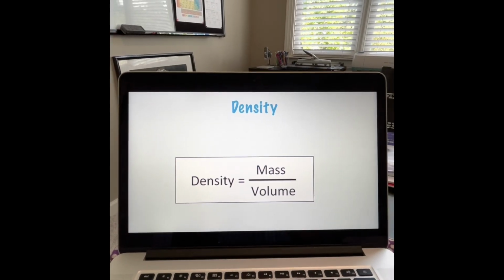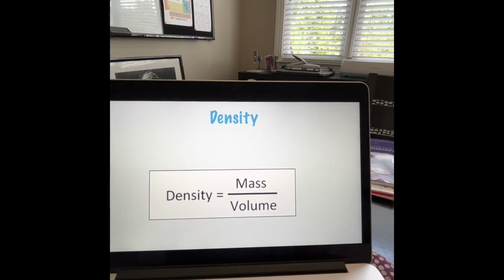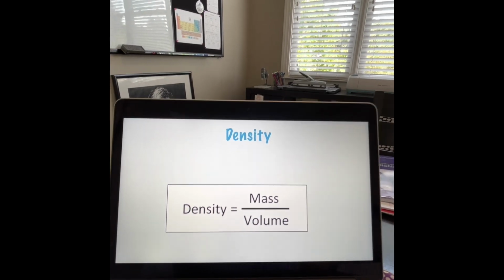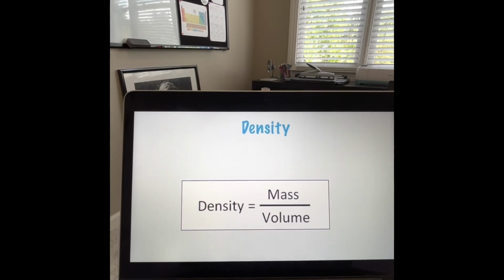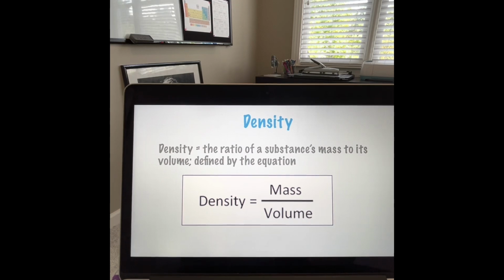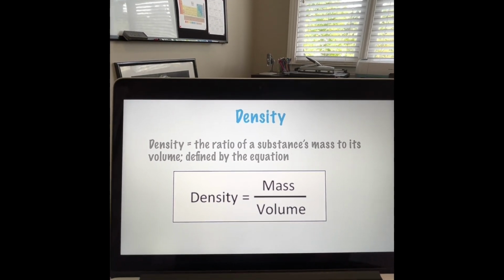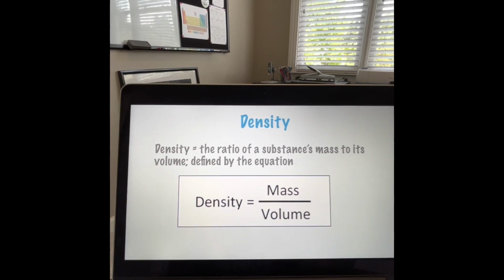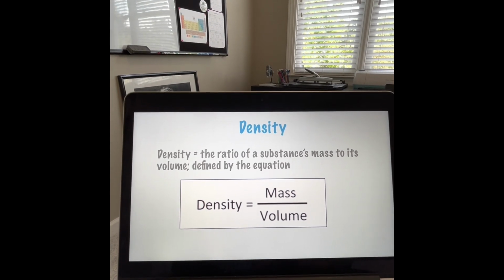Maybe something else to mention now about gases. Gases are less dense than liquids. So maybe we need to talk a little bit about density. Density is defined as the ratio of a substance's mass to its volume. And there below we have the formula for density. Density equals mass divided by volume.